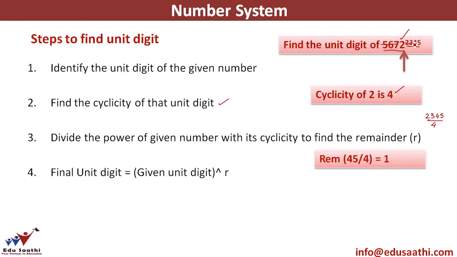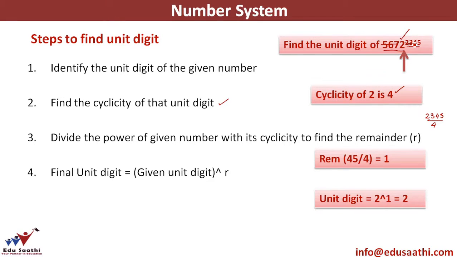The last step would give me my answer. The final unit digit would be whatever is your given unit digit raised to power remainder. The remainder that I have got here is 1. So my answer would be 2 raised to power 1, which will be 2. So the unit digit that I'll get for 5672 raised to power 2345 would be 2. So these are the 4 steps that we need to follow in order to find out the unit digit of any number.